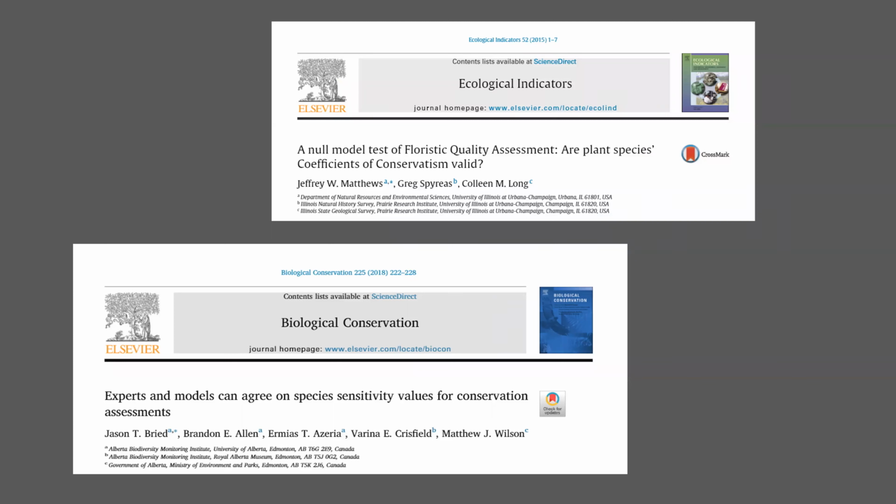Those coefficients of conservatism are valid, they are robust, and here are two papers if anyone's interested in looking at them. My colleagues at the Illinois Natural History Survey authored these papers where they found that experts and models can agree on these coefficients of conservatism and that they are robust.